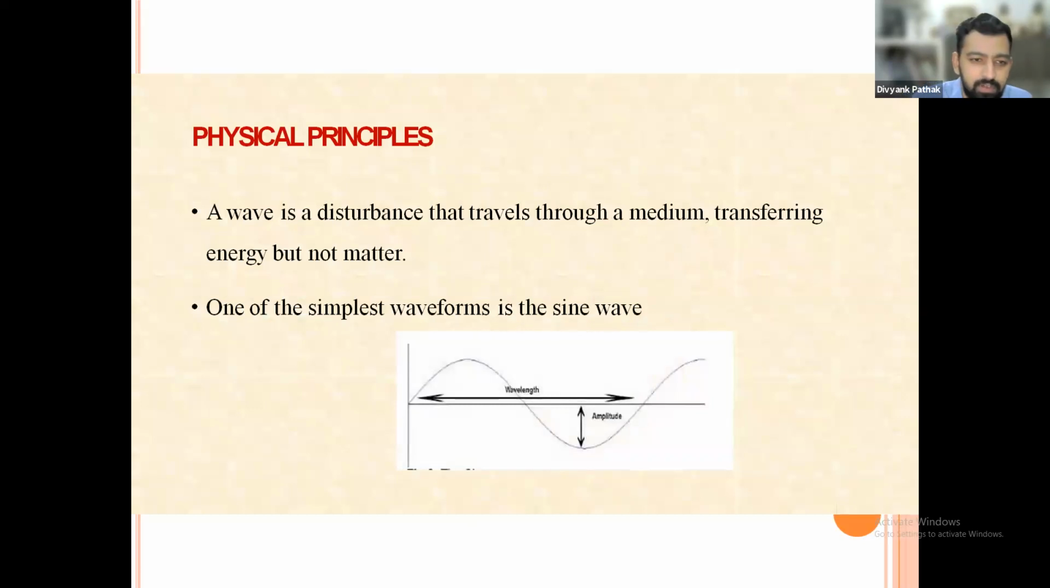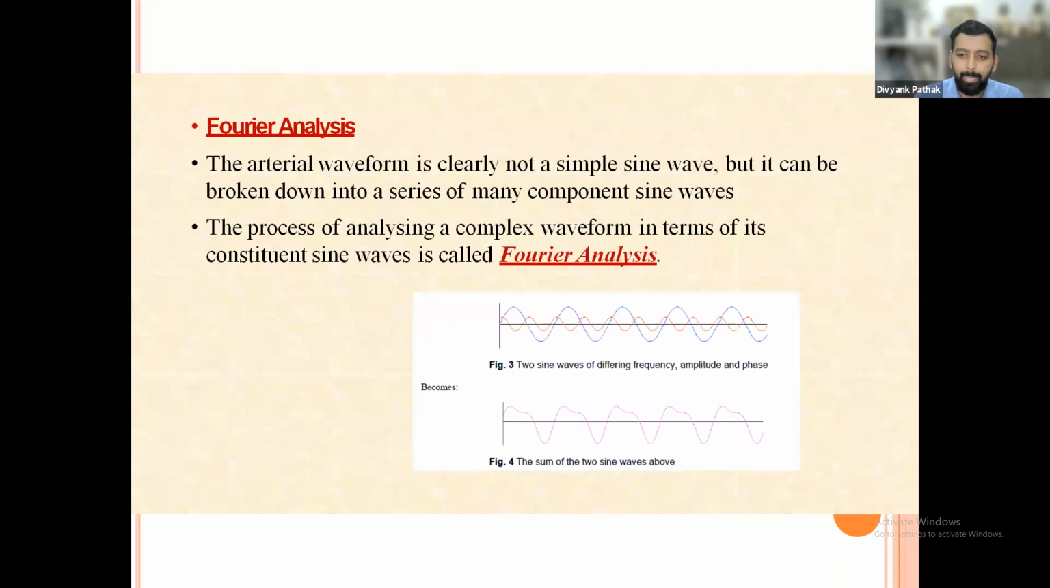Now the physical principle. Now see, it is actually physics. We are changing a wave into an electrical signal. So pulse is also a kind of wave. A wave is a disturbance that travels through a medium, transferring energy but not matter. One of the simplest forms is the sine wave, which we know. But in the artery, the arterial waveform is not clearly seen as a simple sine wave. There are multiple waves because there are reverberations in the tubes which we connect through the arterial line.